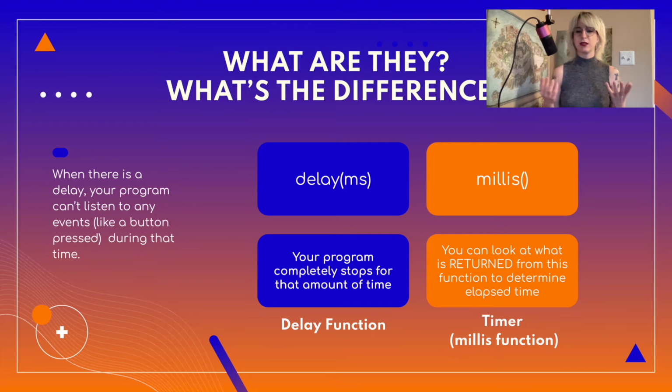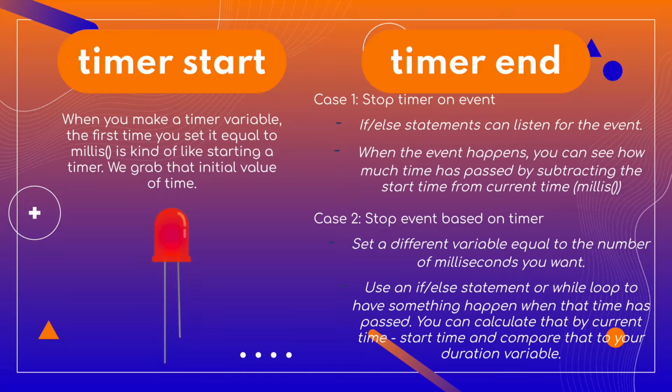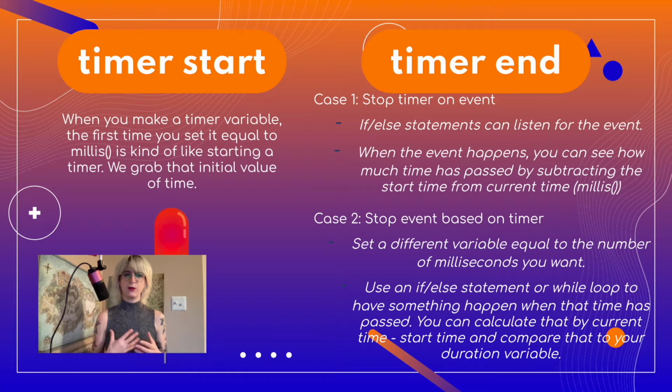And millis with parentheses with nothing sent in it will return the amount of time that has passed since our program started running. And you can look at what is returned from that function and store it in a variable to determine some amount of elapsed time. When we use a timer, we would have to think about, all right, when does this timer start? Does it start right when the program starts? Or does it start when some sort of user input or event happens?